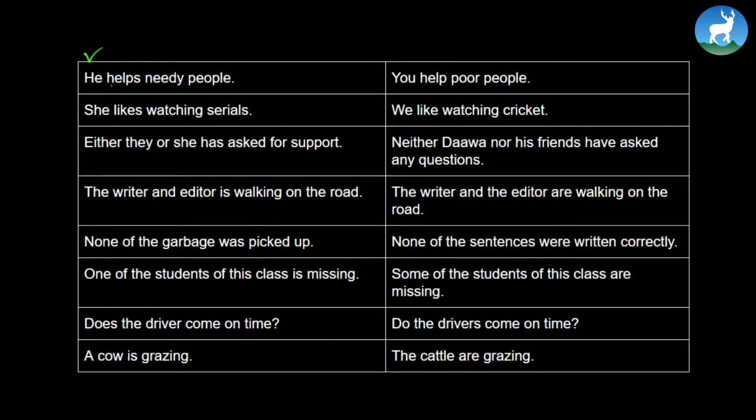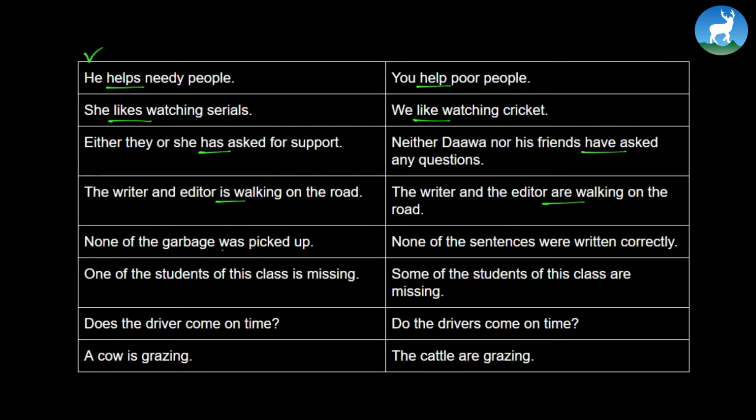Let's start. He helps needy people. You help poor people. She likes watching serials. We like watching cricket. Either they or she has asked for support. Neither Dawa nor his friends have asked any questions. The writer and editor is walking on the road. The writer and the editor are walking on the road.